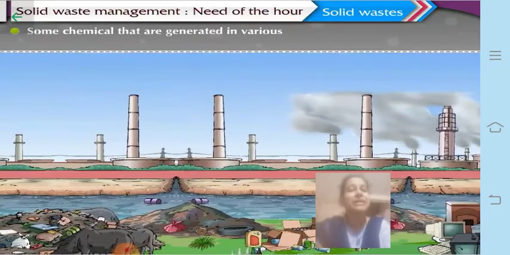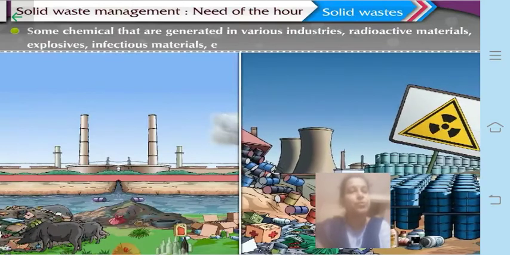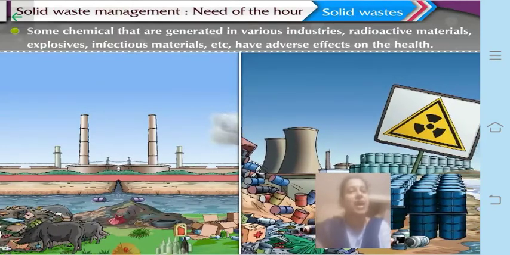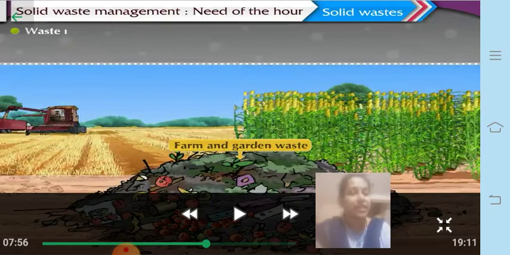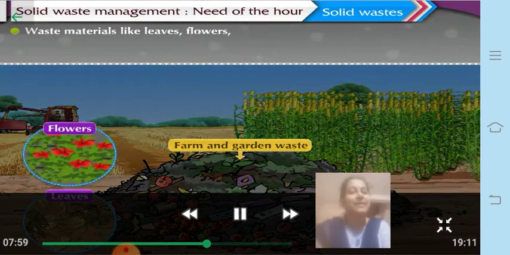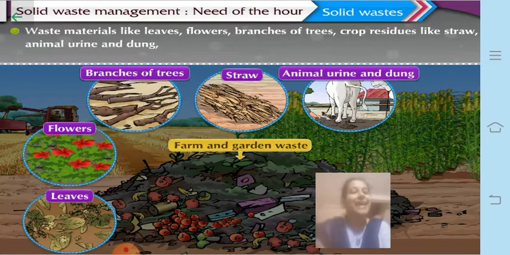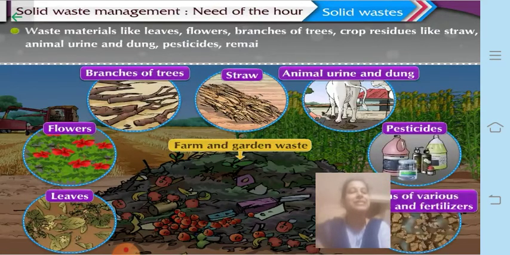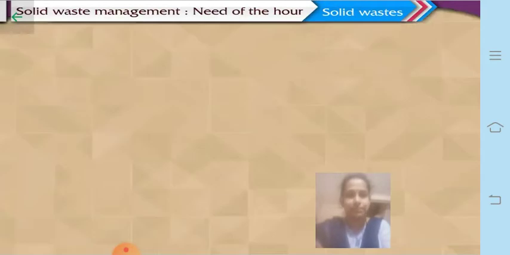Then some chemicals that are generated in various industries, radioactive materials, explosives, infectious materials, etc. have adverse effects on health, and these wastes are included under hazardous waste. Hazardous means they are very dangerous to our health. Then waste materials like leaves, flowers, branches of trees, straw, animal urine and dung, pesticides, remains of various chemicals and fertilizers, etc. are included under farm and garden waste.